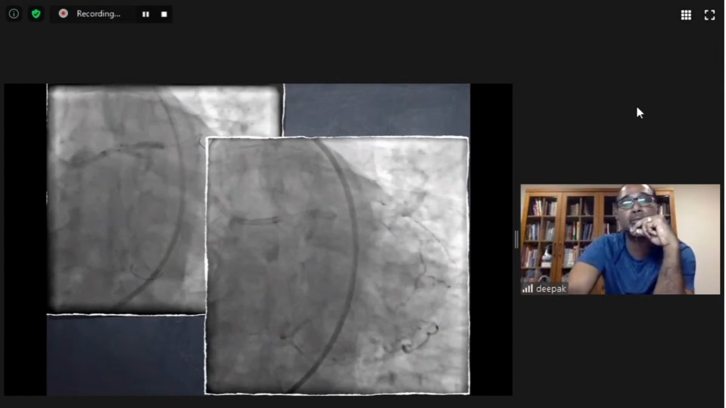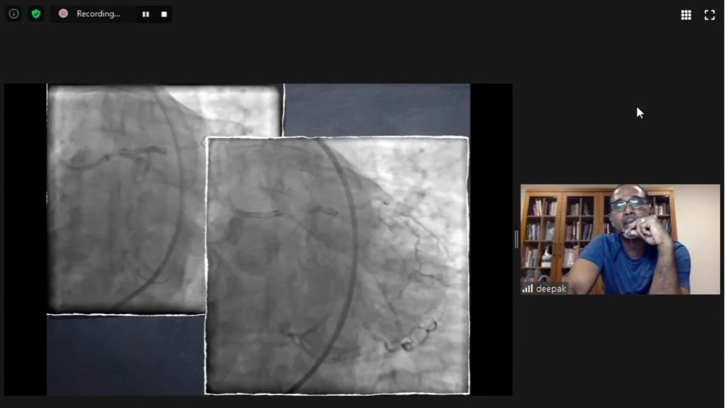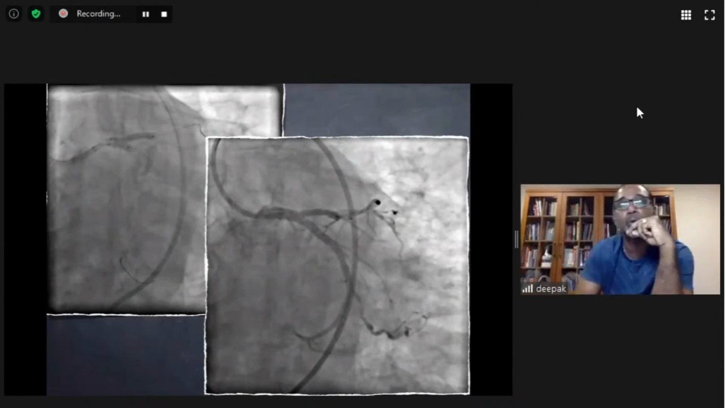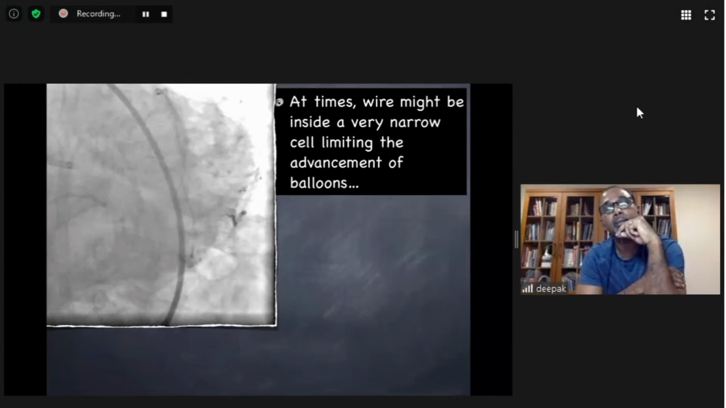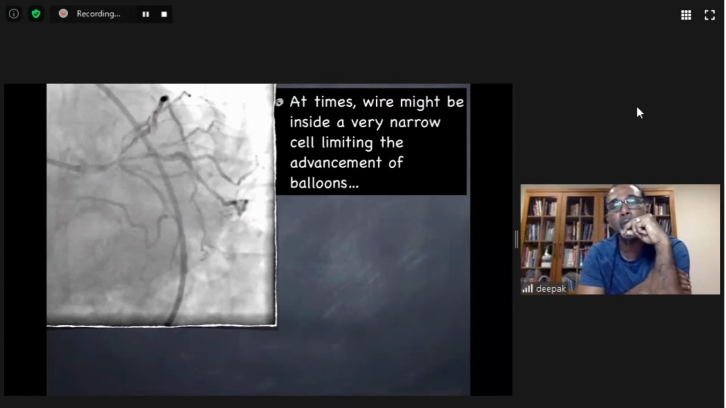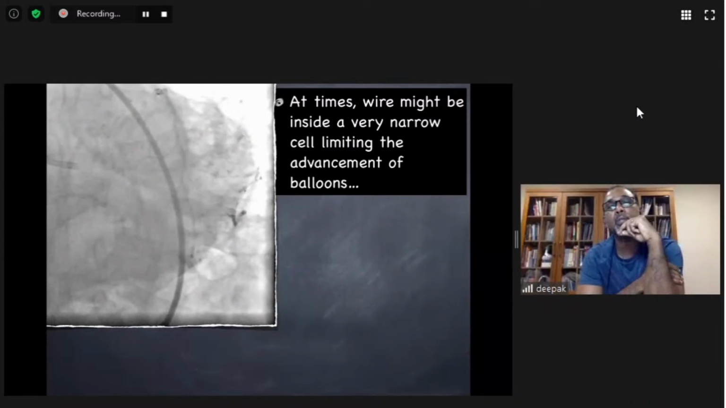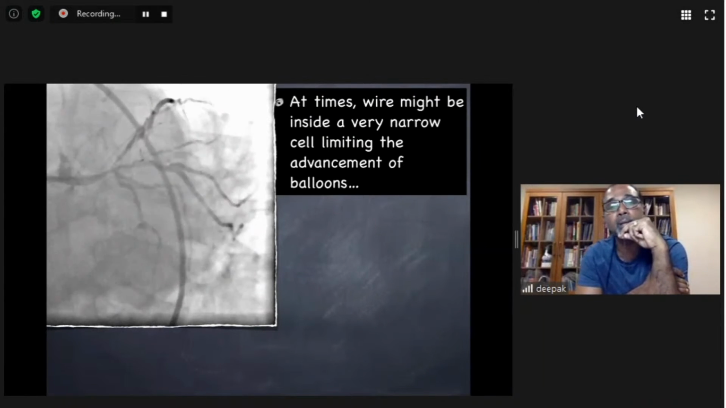So that sort of information could be achieved with the help of OCT, and those are the images following the tap stenting, and you could achieve good flow in the LAD as well as the circumflex artery. At times, the wire which has gone into the side branch would have gone through a very narrow cell into the side branch. And because this has gone through the very narrow cell in the side branch, this might not let you push the balloon into the side branch.